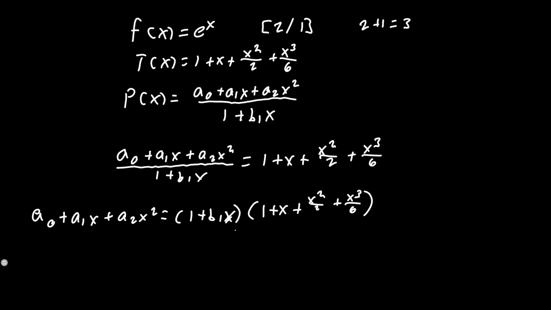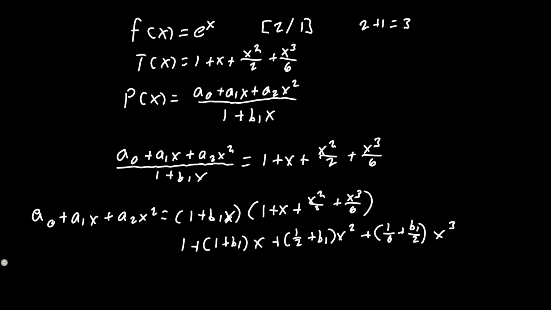And the right side, I'm going to leave the expanding up to you, but we could rewrite it as 1 plus b1x and plus 1/2 plus b1x squared and plus 1 over 6 plus b1 over 2 x cubed. And we're also going to have a b1 x to the 4 over 6, but since we said that our highest degree is supposed to be 3, we just ignore the b1 over 6 times x to the 4.